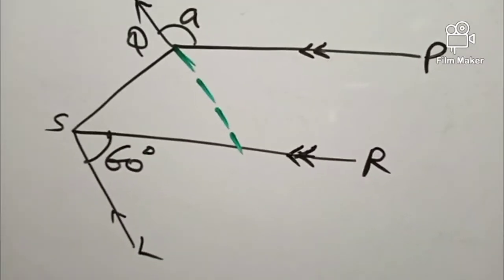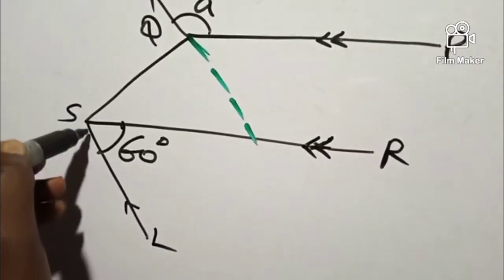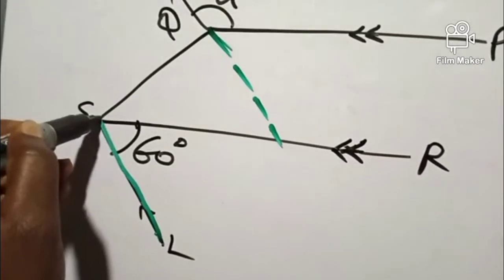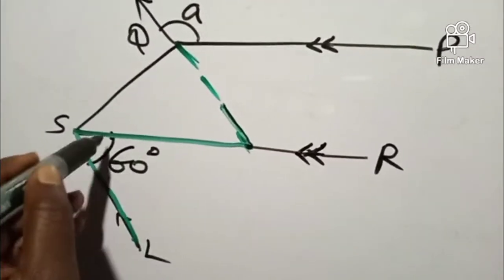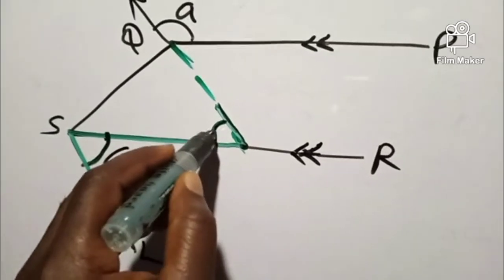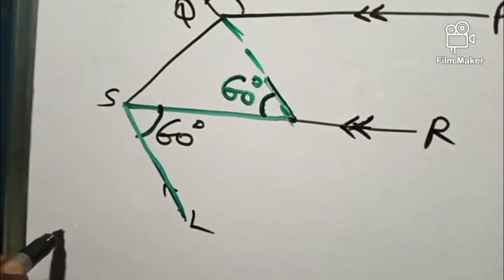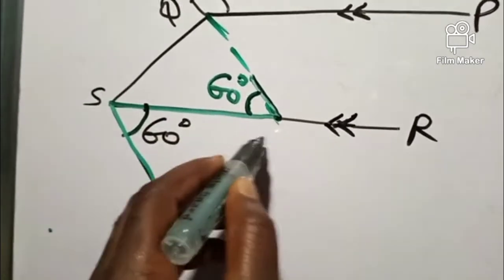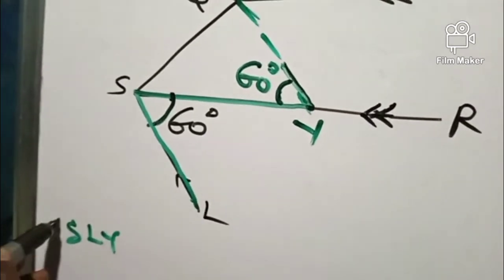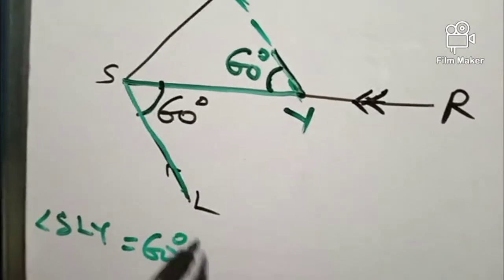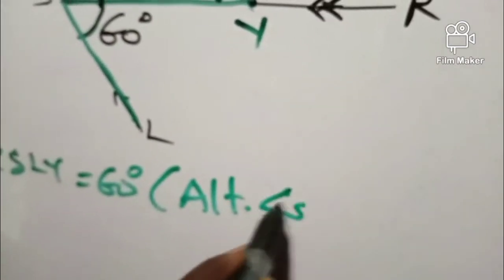If I extend it downward, you will discover that this line and this line are parallel, and this angle, let me trace it, forms a Z with this angle here. Can you see the Z? So if this angle is 60, automatically the angle here will be 60. Is that clear? Let me call this place Y. So I can say angle SLY is equal to 60 degrees, alternate angles.